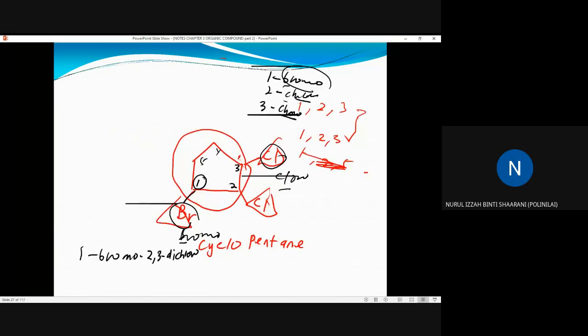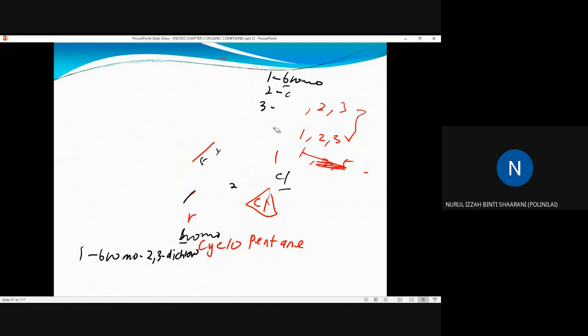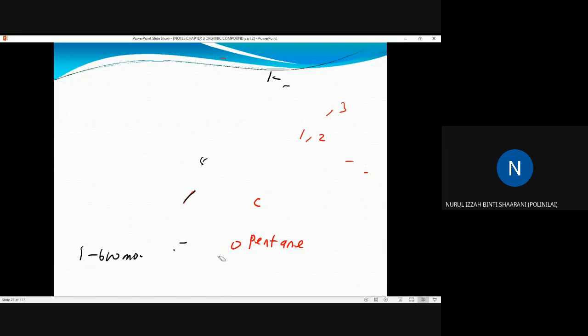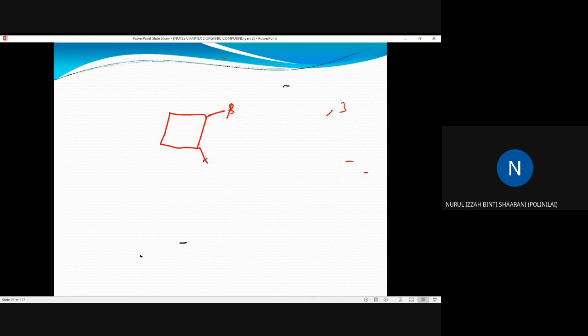Okay, so saya bagi satu contoh untuk awak cuba. Nanti kita check. Saya bagi cyclic structure lah. So maksudnya hujung ni adalah CH3 lah. Okay, and then cyclic structure dia lah parent chain dia tu lah. Boleh bagi IUPAC name dia? 2 minit.